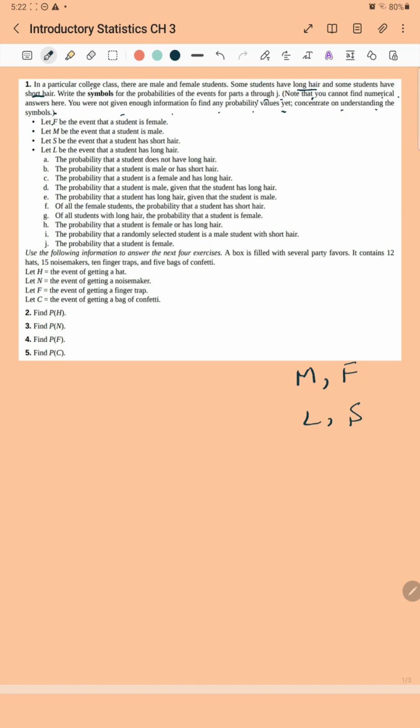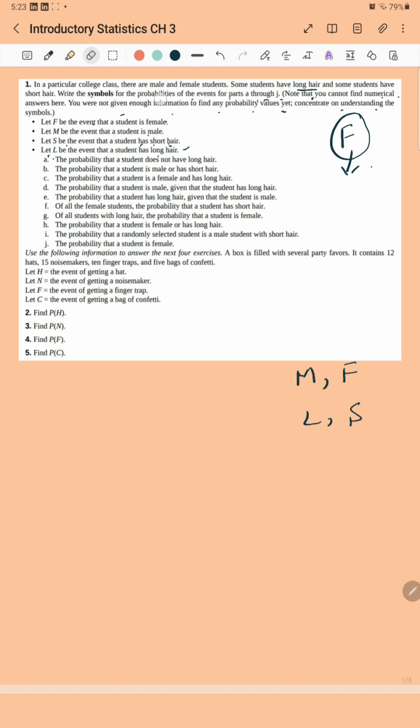Let F be the event that a student is female. So F means we have male and female students in the class, as stated in the first line. F means the student is female. M means the event that the student is male. S is the event that the student has short hairs, and L is the event that the student has long hairs.